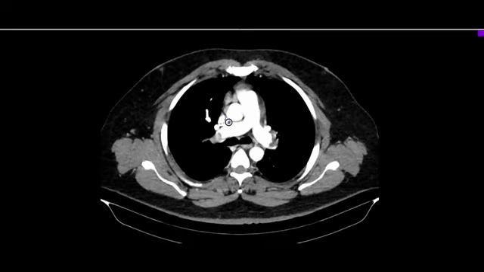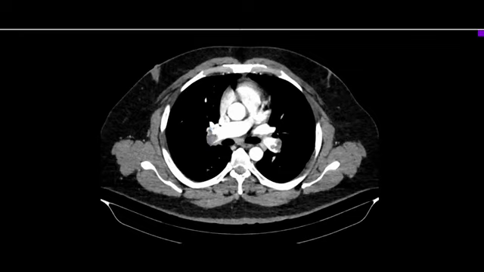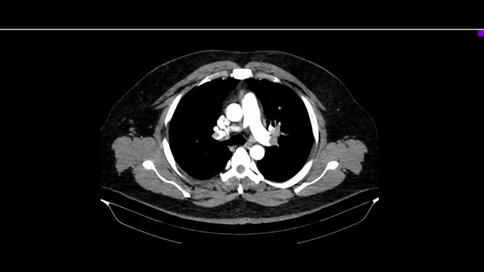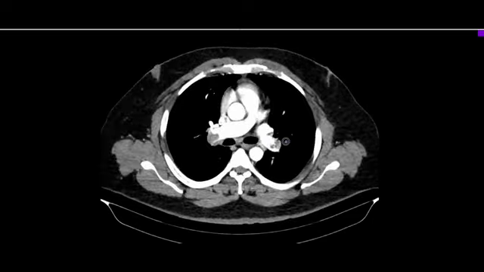Starting with the vascular findings, this is the main pulmonary artery bifurcating into the right pulmonary artery and left pulmonary artery. This is a filling defect in the distal part of right pulmonary artery. This is a filling defect in the distal part of left pulmonary artery and extending into the lobar as well as the segmental branches.